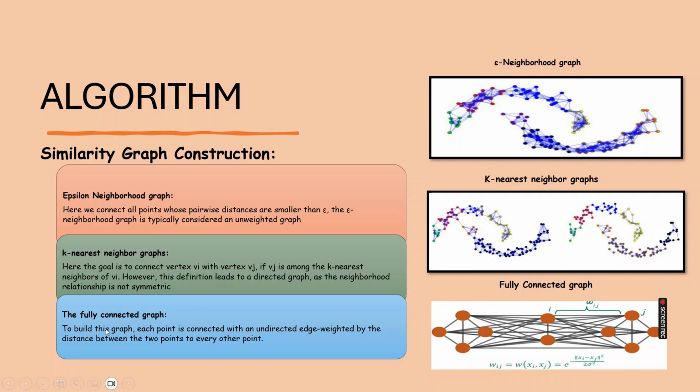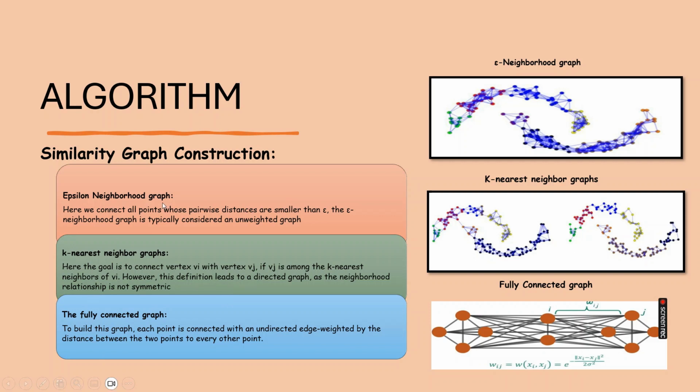The next graph is the k nearest neighbor graph. Data points are connected only when one point is among the k nearest neighbors of the other. For example, we will connect vectors vi and vj only when vj is one of the k nearest neighbors of vi. So this may lead to a directed graph. To make it undirected, either we can connect vi to vj and vj to vi to form an undirected graph, or we can remove the directions.